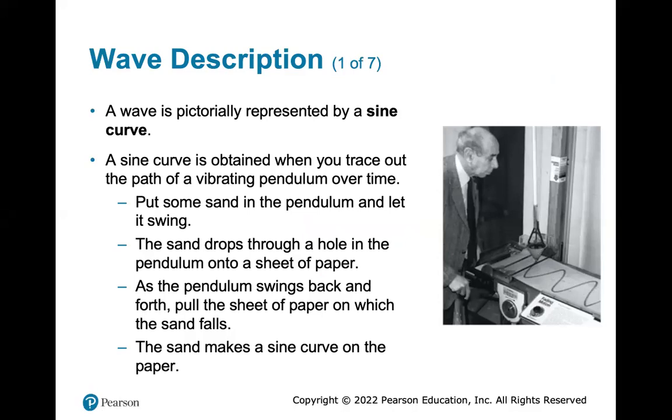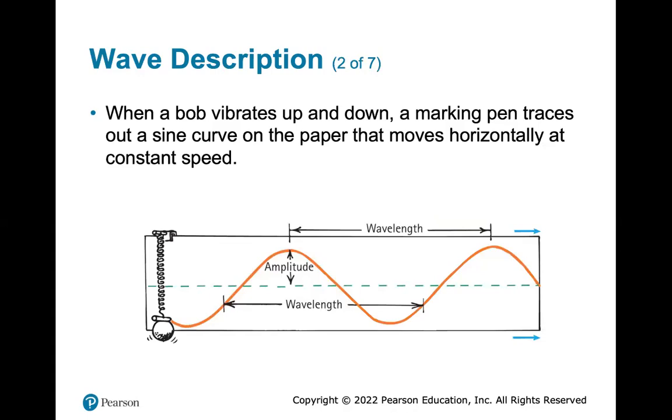So a wave is pictorially represented by a sine wave. A sine curve is obtained when you trace out the path of a vibrating pendulum over time, or it could be a spring pendulum, as we just showed you with the Walter Fenton demonstration. Put some sand in the pendulum and let it swing. The sand drops through a hole in the pendulum onto a sheet of paper. As the pendulum swings back and forth, pull the sheet of paper on which the sand falls. The sand makes a sine curve on the paper. So that's what they're demonstrating here.